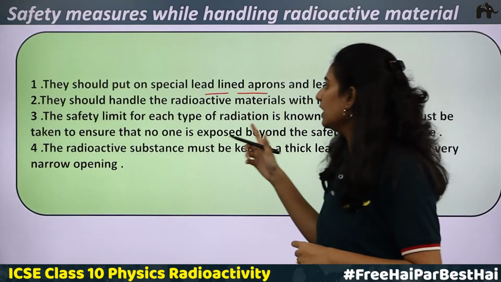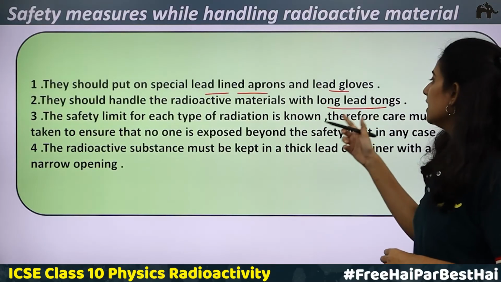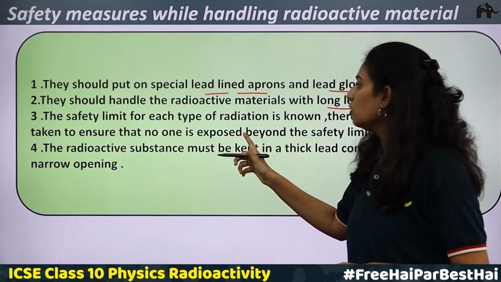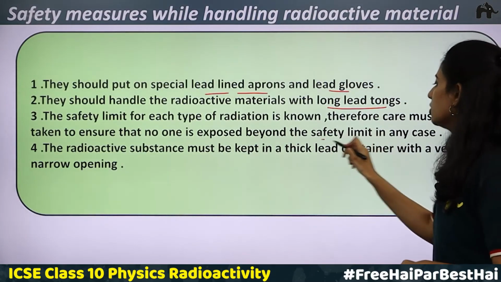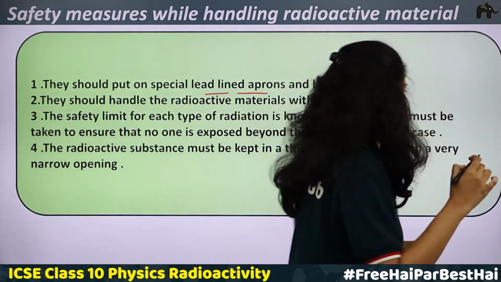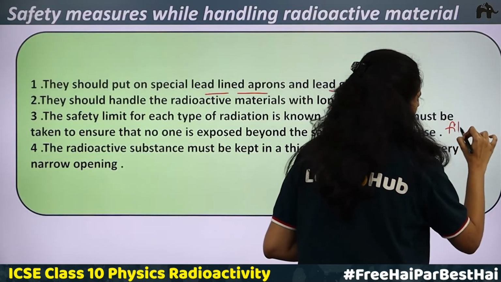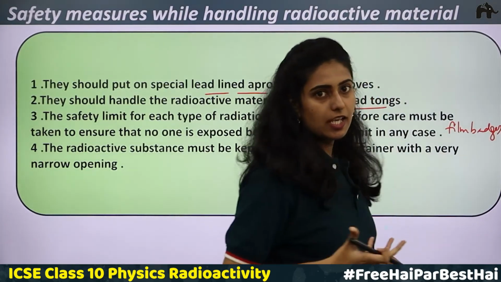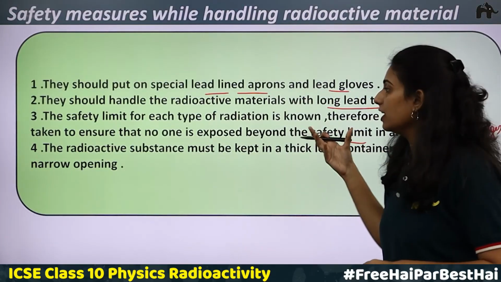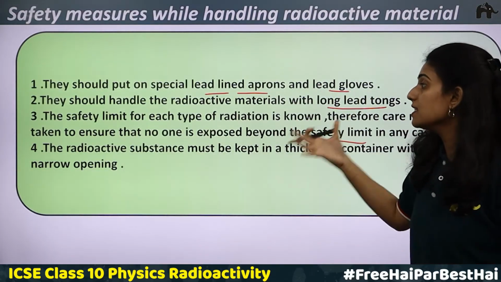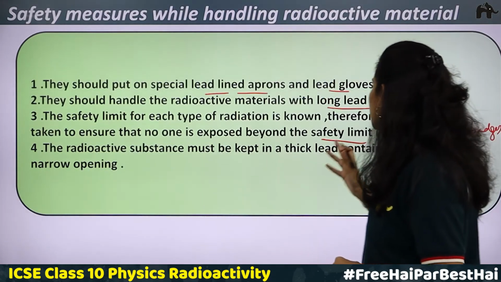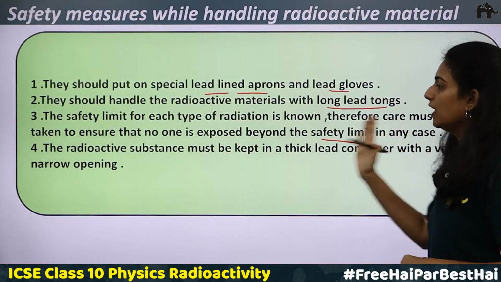The safety limit for each type of radiation is known. Therefore, care must be taken to ensure that no one is exposed beyond the safety limit. For that we'll be using something called film badges. From time to time it is checked how much radiation a person is exposed to. Next, the radioactive substances must be kept in thick lead containers with a very narrow opening.